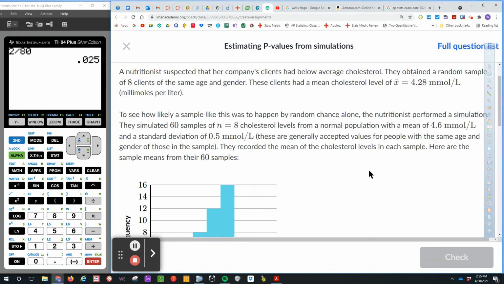Here are the sample means. So here, the claim is that the population mean is 4.6 cholesterol level. The standard deviation is 0.5. And the sample you collected, the very first one with the 8 clients, is 4.28. Yeah, it is smaller than 4.6, but is it enough? Is it enough to say the mean was wrong, that it must be lower? Or could that 4.28 happen by chance alone? And how possible is that? That is the value of the p-value.